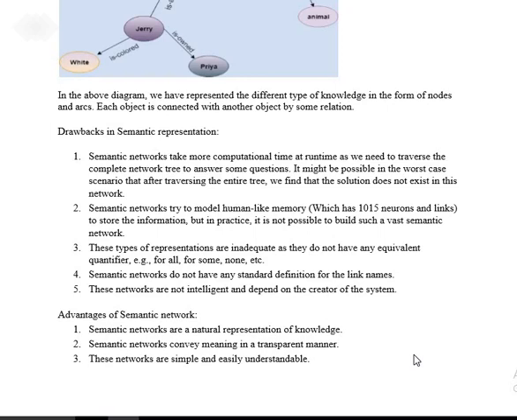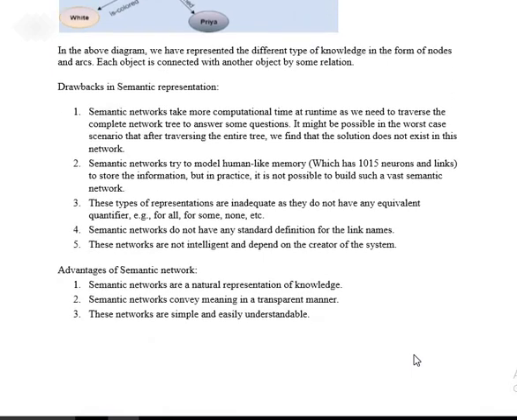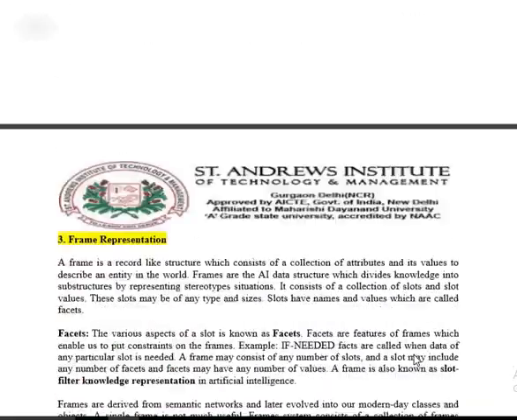A semantic network for a human brain-like model, which has thousands of neurons, makes it difficult to prioritize the information that has to be stored. Another drawback is that this type of representation is inadequate for all types of quantifiers. For example, it is very difficult to use for universal truth statements. So there are both advantages and disadvantages in the semantic network.